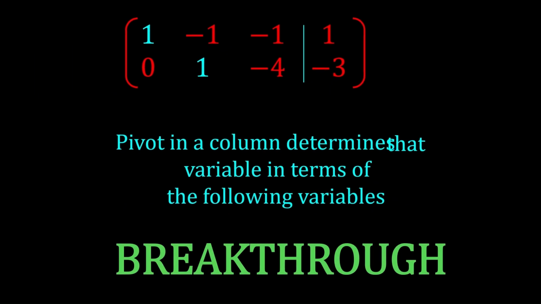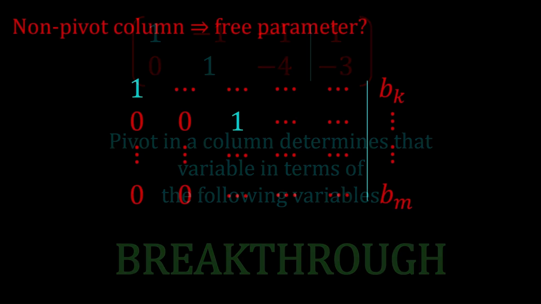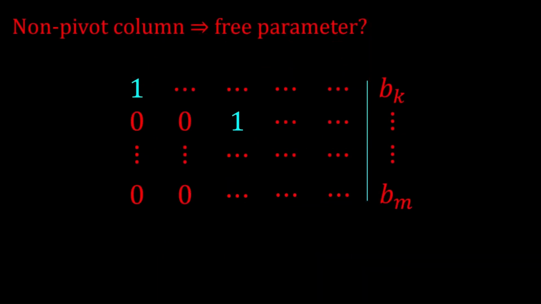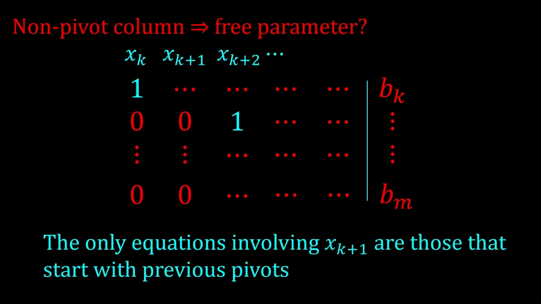Now, let's try to reason why a non-pivot column corresponds to a free parameter appearing. Because that's what we've seen. The z could be any number. Imagine this is just one part of a matrix, okay? I wouldn't say it's the full matrix, just a part of it. Well, this would be a non-pivot column. There's no pivot in this column. And maybe we should label these with some variable names. The only equations involving this x_{k+1} are those that start with previous pivots, with x_{k-1}, etc.